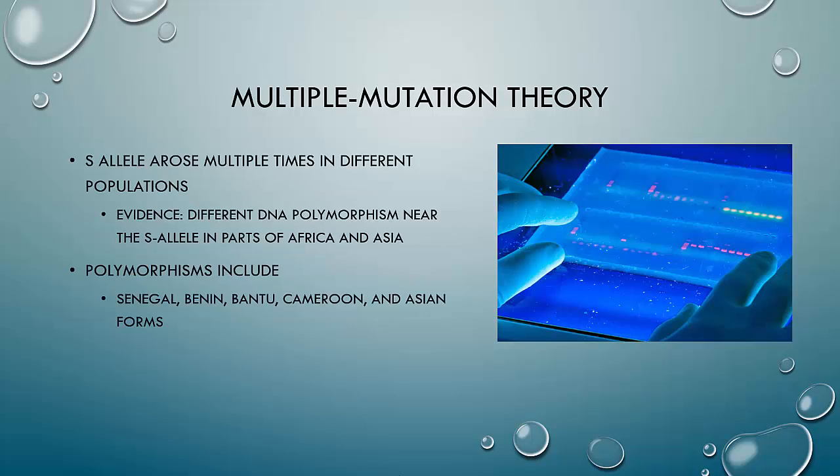Gene flow then allowed the spread of the S allele to other populations, being India and Arabia, etc. Now, the other hypothesis is what is called the multiple mutation theory. Modern genetic studies indicate that the S allele arose multiple times in different populations, indicated by different DNA polymorphisms found in different parts of Africa and Asia. The polymorphisms were named for the original discovery location, and include variations of Senegal, Benin, Bantu, Cameroon, and Asian forms.